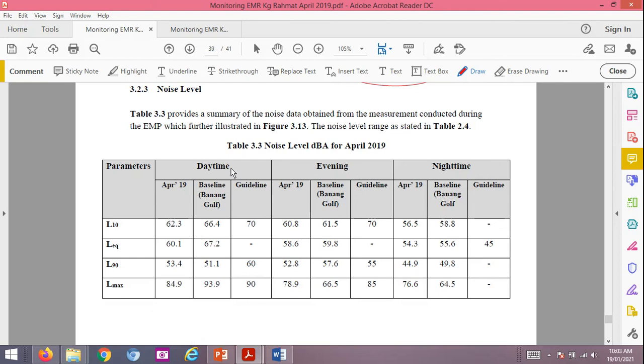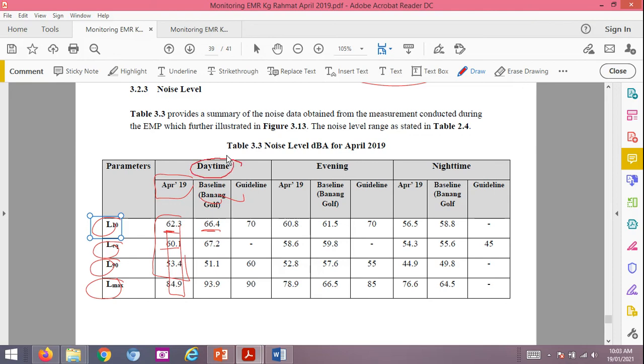And this is the baseline. So the L10, L equivalent, L90, L max. Okay, this one in April, the baseline is 60. So in April, L10 is lowest and L equivalent is lowest, so it is acceptable. So while doing the activities, the noise level is still in control. It is lower than the baseline and also the guideline.